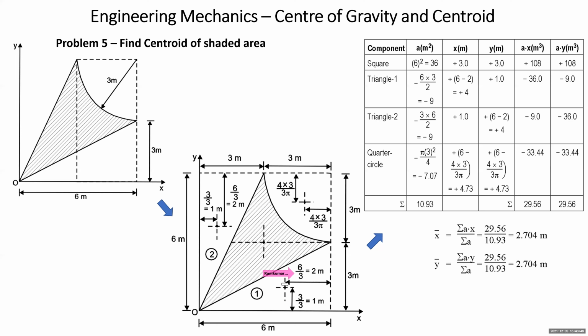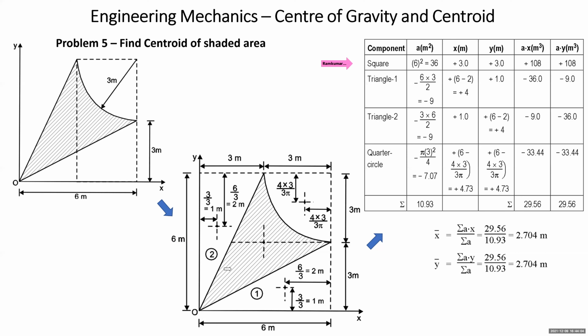Like in this triangle, you will apply it on this base and this base. In this triangle, you will apply it on this base and on this base. So this way, students, we have marked the centroid of all the components. We are ready to go to the table. First component is the square. Area is positive 6 square.